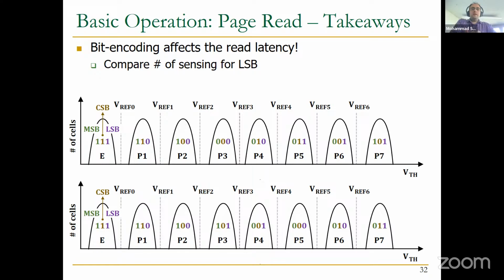So maybe now you can tell us about the number of sensing operations for the LSB for the bottom encoding. So the least significant bit is different between E and P1, P2 and P3, P4 and P5, and P6 and P7. So we would have to check their VREF. So we have four sensing operations, right? That would be VREF 0, VREF 1, VREF 4, and VREF 6. Yes, I think VREF 2 instead of VREF 1, right? Oh, yeah. Sorry.